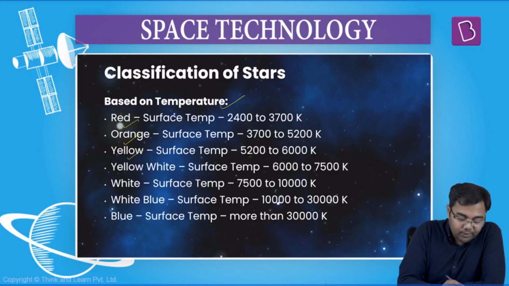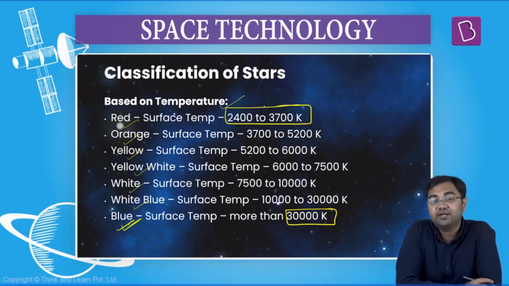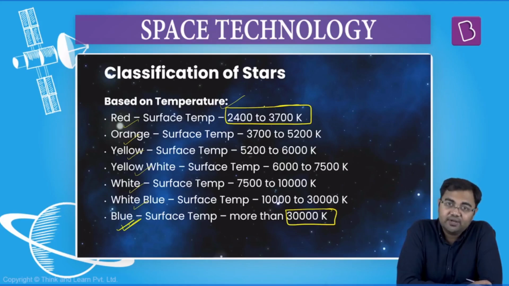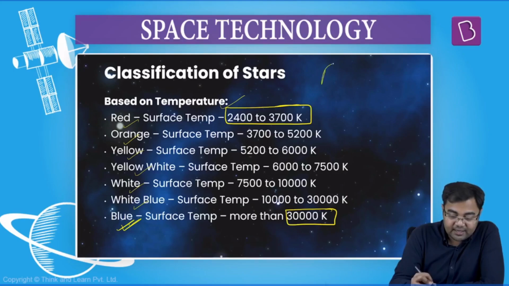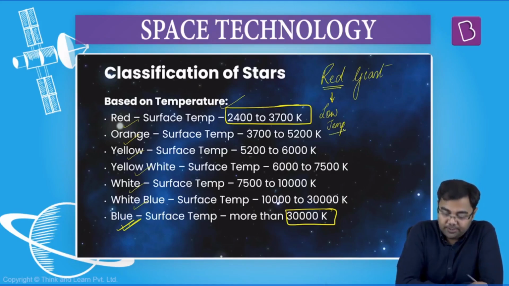Red, orange, yellow, yellow white, white, white blue, blue. Surface temperature more than 30,000 Kelvin in case of blue, and surface temperature only in the range of 2400 to 3700 Kelvin in the case of a red star. So if I say a red giant, if I'm using the term red giant, red would mean what? Red would mean low temperature. Correct? Red would mean low temperature.